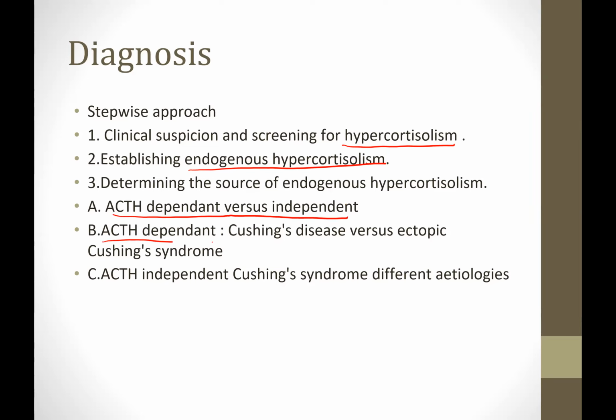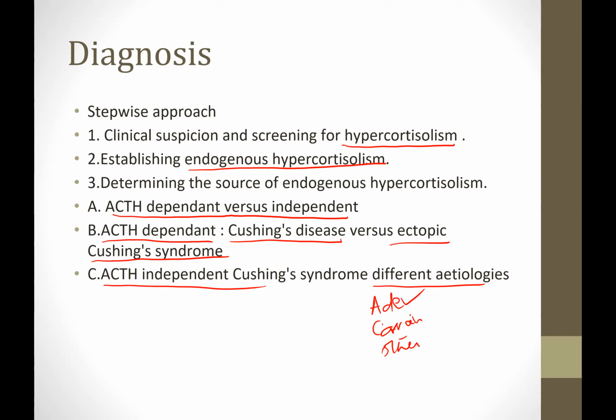If it is ACTH dependent, is the ACTH coming from the pituitary, that is Cushing's disease, or from an ectopic source, where you have to evaluate the chest and other organs for any malignancy. And finally, if it is not from the pituitary, not ectopic, it must be from the adrenal gland itself, the adrenal cortex itself. And that has a differential diagnosis: adenoma, carcinoma, and other miscellaneous causes. The most common cause is adenoma.